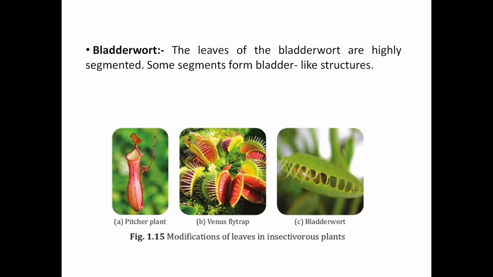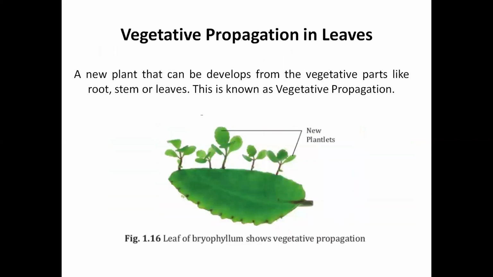So now last topic is vegetative propagation in leaf. So this is the last topic of our chapter first. In some plant, a new plant can be developed from vegetative part like root, stem or leaf. This is known as vegetative propagation.